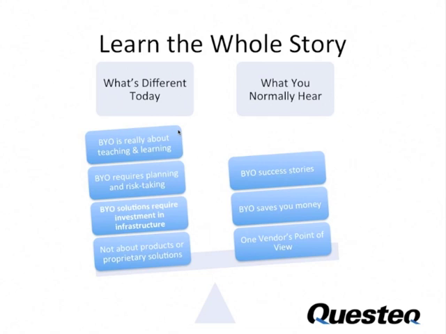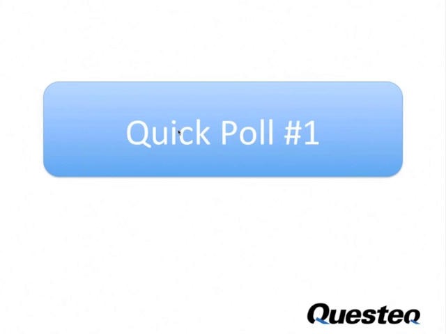You often hear that bringing your own device or technology will save you money, but you don't always hear what you have to invest in. And one of the key things you have to invest in is your infrastructure, especially your wireless infrastructure. And you normally hear just one vendor's point of view. Today, we're not going to talk about any products. We're not going to talk about proprietary solutions. We're really going to be talking about processes, things that you need to understand, things that you want to be able to do if you're going to be moving in this direction. And we want to really focus on teaching and learning and how technology can support it.